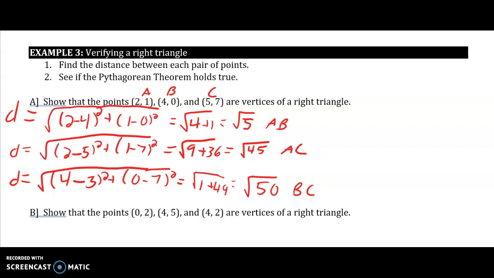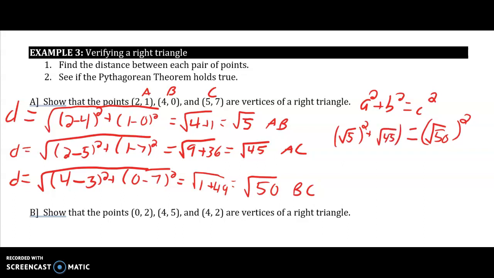So we found the distance between all 3 points to each other. So now we need to verify if it's a right triangle by using the Pythagorean theorem. You might say, well, which number goes where? Well, the biggest side's always C. Going into it, you don't know what's the biggest side. But here, BC is the biggest side. So we're going to put square root of 50 here, and we're going to square it. And then we're going to put the square root of 5 here, and we'll square it. And then we'll put the square root of 45 here, and we'll square it.